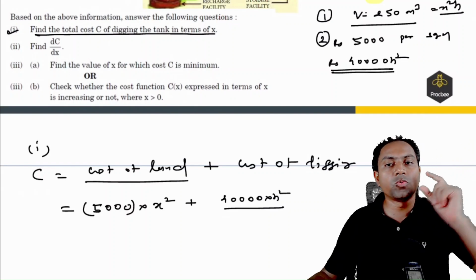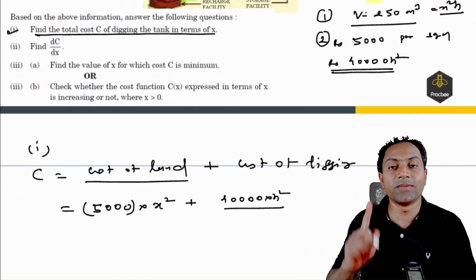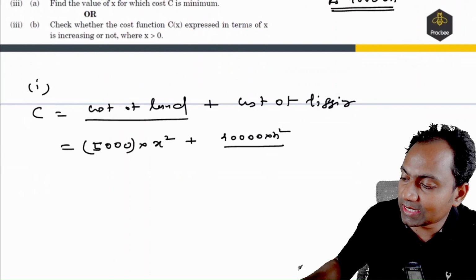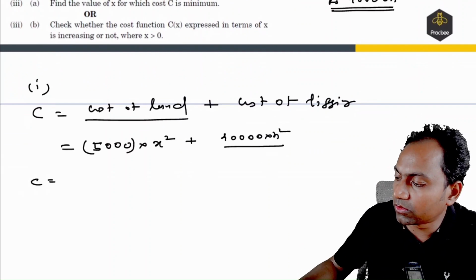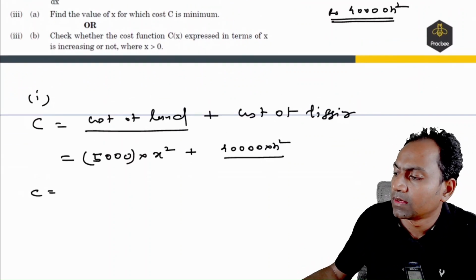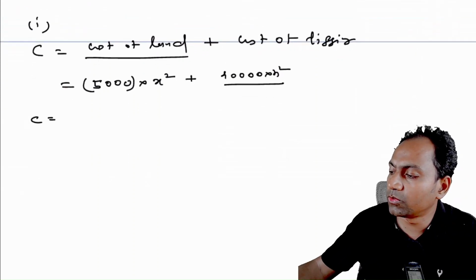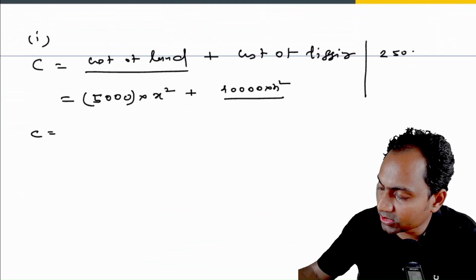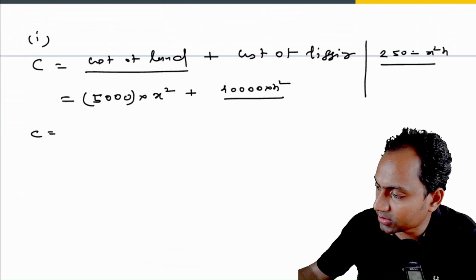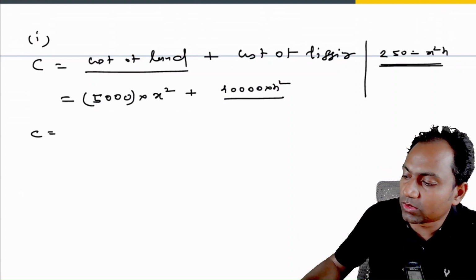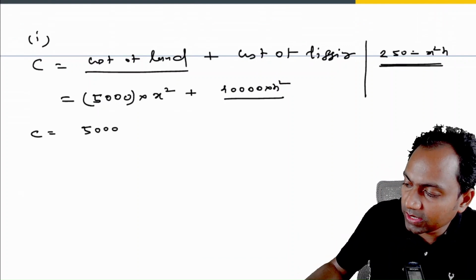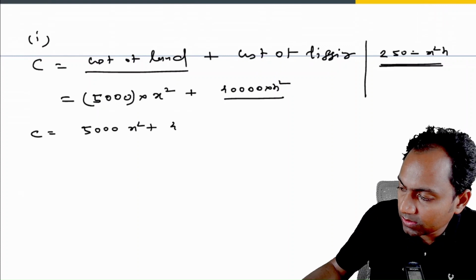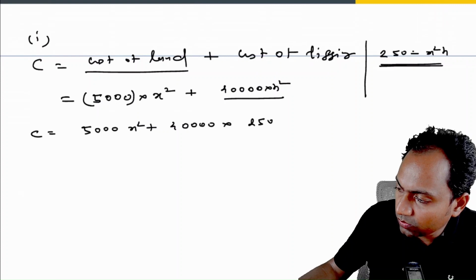You can see that there are two variables involved, x and h. What they want is only one variable. So in the next part, what we want to do is reduce one of these variables here. So you can see that there is one more relation of volume that is given to us. So the volume of this is given as nothing but 250. So we have this relationship between x square and h. So from here, we can put the value of h. So what we are getting is 5,000 x square plus 40,000, and h, if you put it, is nothing but 250 by x square raised to the power 2.